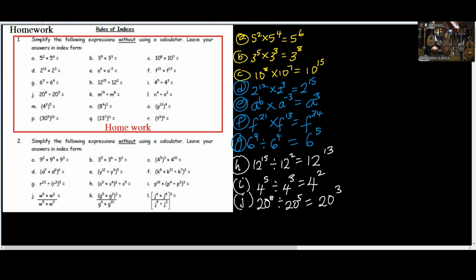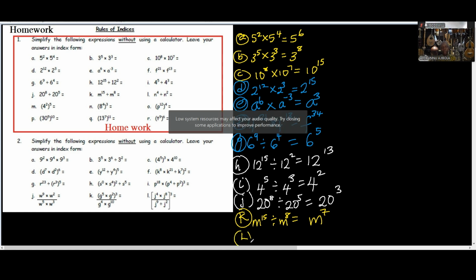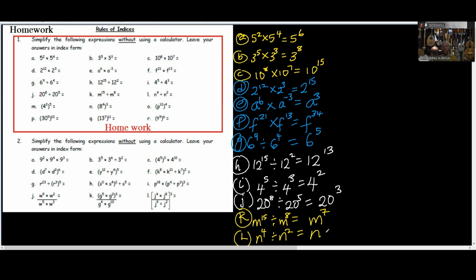Then the next option, option K, we have m raised to the power 15 divided by m raised to the power 8. Since they are both m, I pick m, then 15 minus 8 gives me 7. So that is m raised to the power 7. Option L, for L, we have n raised to the power 4 divided by n raised to the power 2. So this is going to be n raised to the power 4 minus 2, that is 2. So let me divide this page so we can move on at the top.